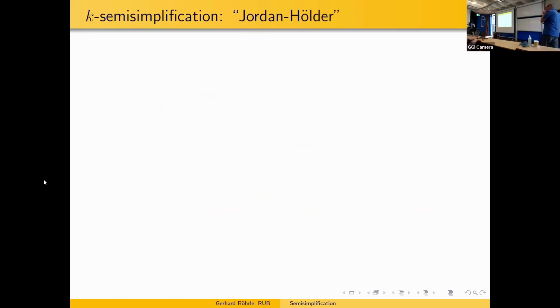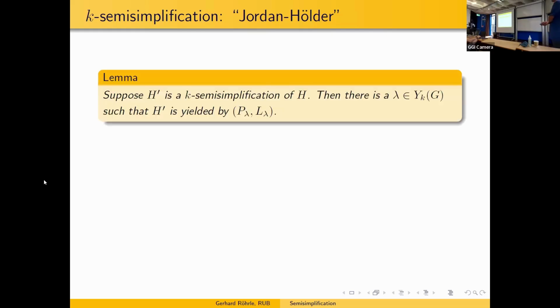And as I said, we want to have a sort of uniqueness up to conjugacy, like the Jordan-Hölder thing, right? Jordan-Hölder would say, well, if you have a composition series, that's not unique, but the simple bits you see are the same up to order. That's basically it. So what I need later on is that when I have a K-semisimplification, there always exists a K-defined cocharacter such that this semisimplification is really yielded by the lambda.